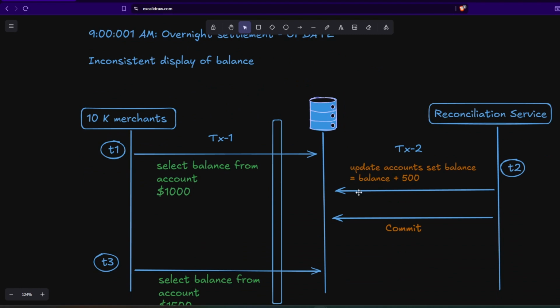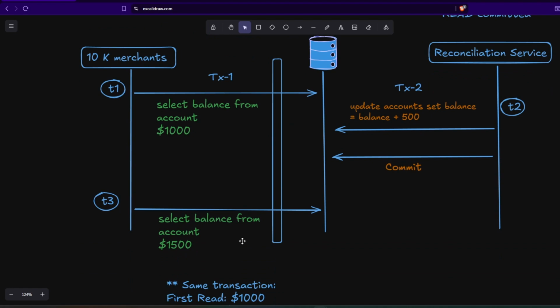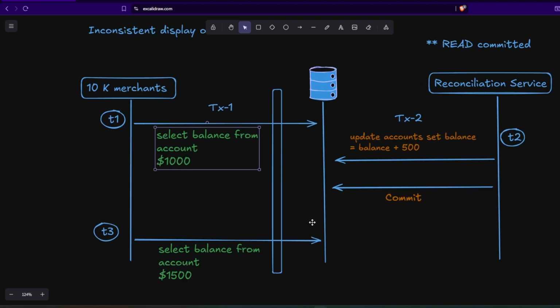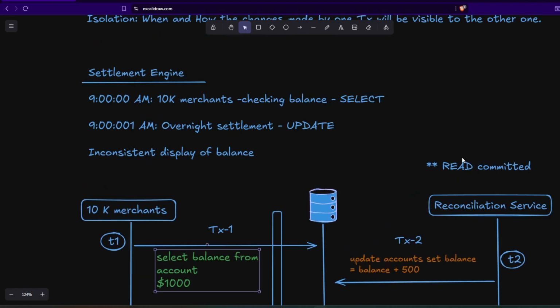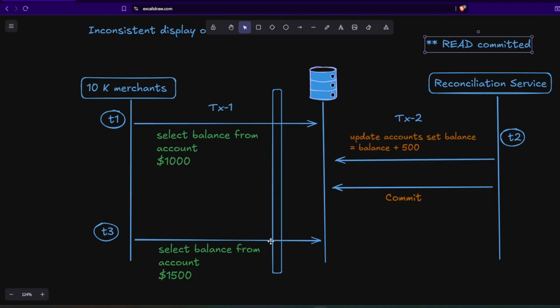In both the cases, if we just mark our transaction as read committed, so that it only reads the balance once something is being committed, we will be able to mitigate most of the issues. There are some other implications which we will definitely cover for the settlement engine, but the thing is that we always have to make sure that if we are reading some data, we shouldn't be reading any uncommitted data.